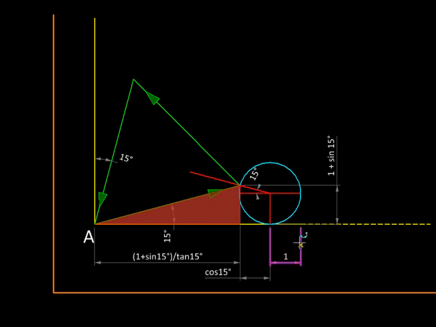So our answer is 1 plus cos 15 plus (1 plus sine 15) upon tan 15. That's going to be the dimension of the square. So let's draw the rest of the diagram.